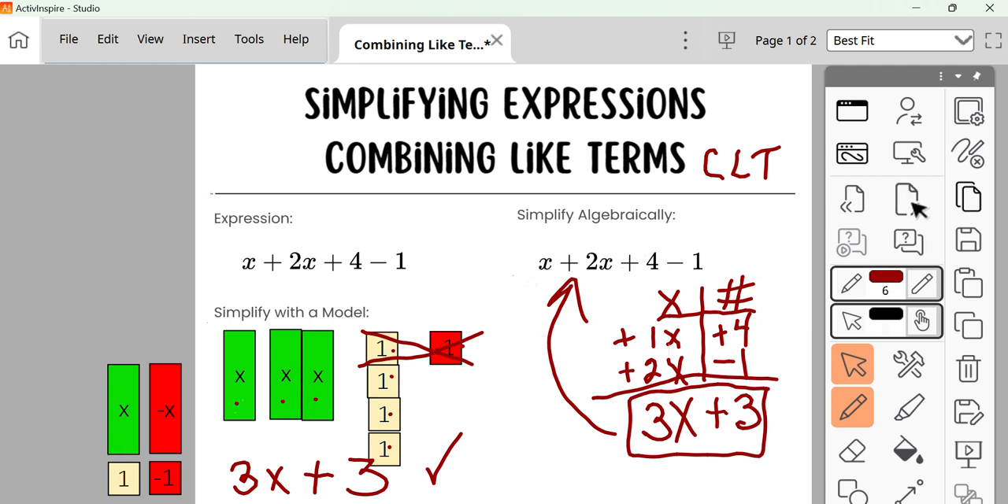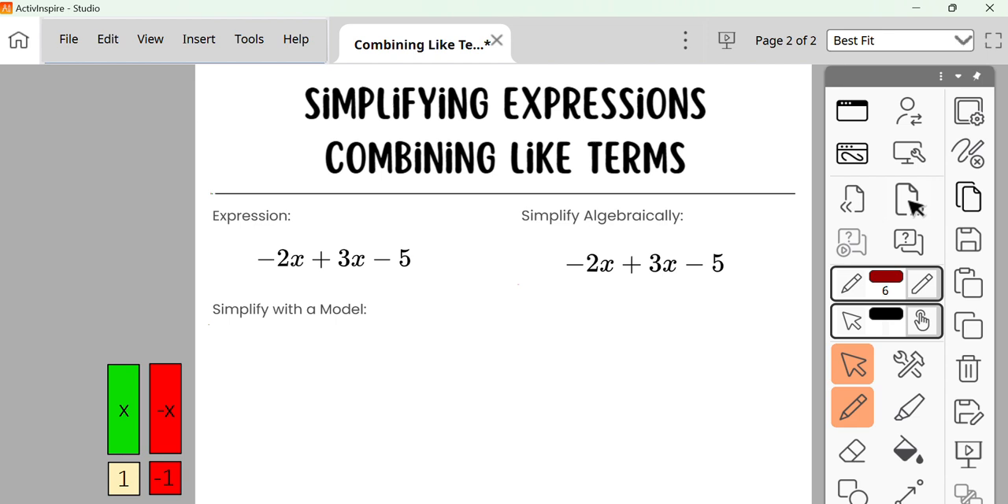So let's see if we can do one more example. All right, here we go again. So let me go back to my stylus so I can drag and drop. We're going to simplify, no equal sign, with a model. This says negative 2x. Well, that's an x, but this is a negative x, and we're going to need negative 2. So negative 1x, negative 2x. The next piece says plus 3x. So here are my x's.